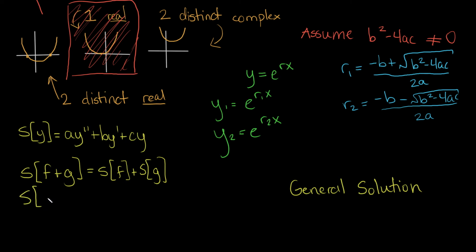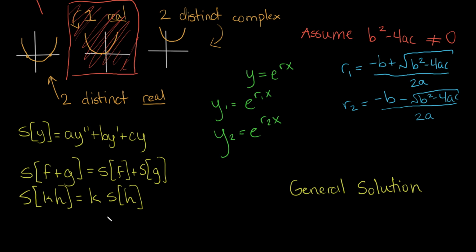The second property is that if we take some scalar k times a function, this f isn't necessarily the same f as up there, so I guess I should change this to an h to be clear, then we get k times the operator applied on h alone. So constants can be factored out.